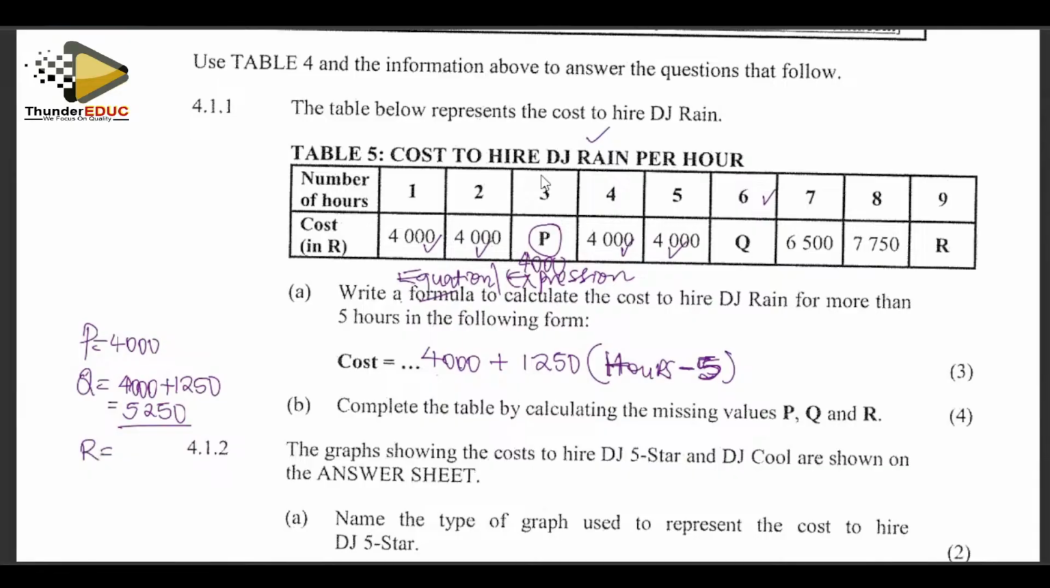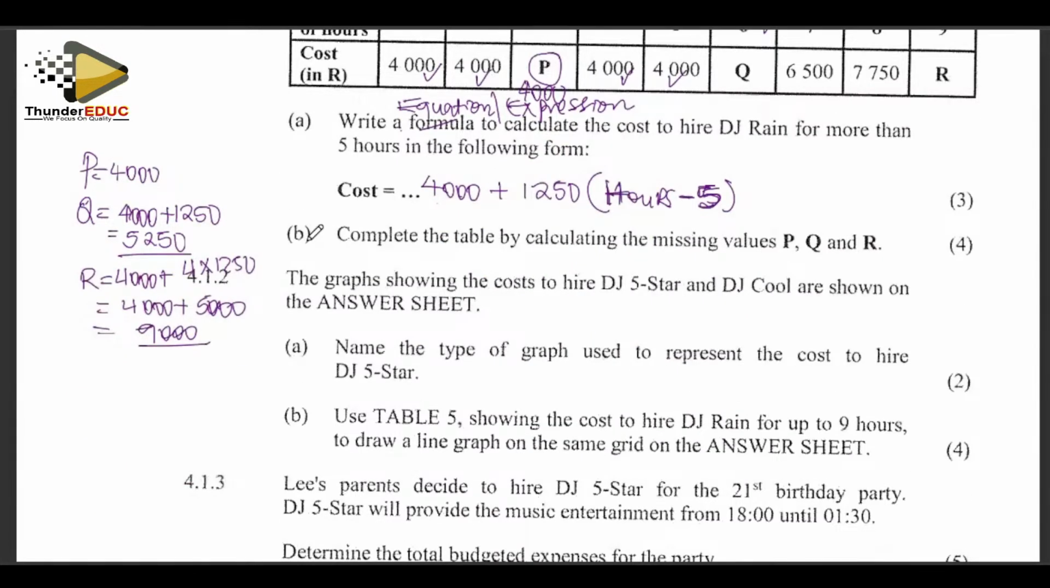Then what about the value of R? The value of R, they have exceeded by how many? By 4 hours. So this will be 4,000 plus 4 times 1,250. And the answer became plus 5,000. So your value of R, it's 9,000. Okay, question number 4.1.2 wants us to use the answer sheet. Let's go straight to the answer sheet and you see what we could do.